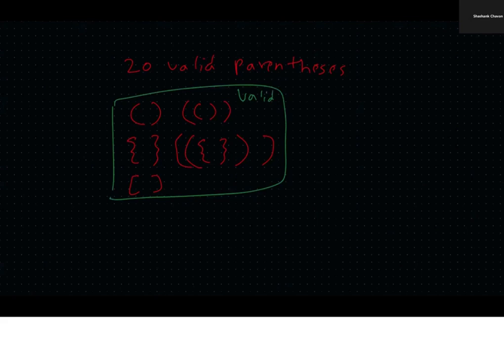If this is not valid parentheses, if this is like this one, this is also not valid parentheses. If this is like this one and one, this one is also not valid parentheses, right? This is also not valid parentheses. These are all not valid parentheses, right? So how to solve this problem?